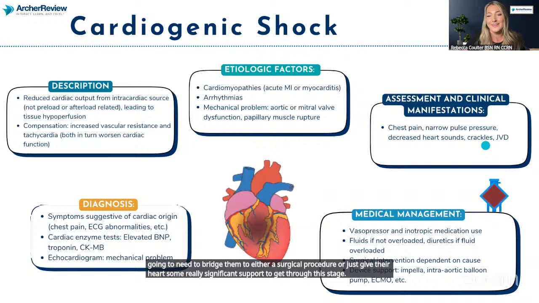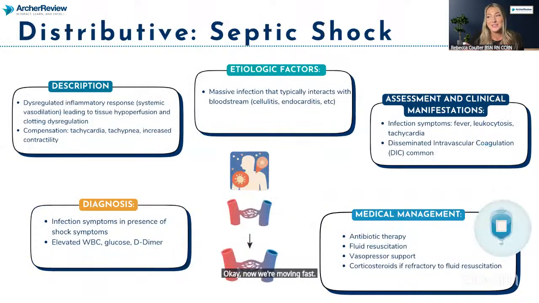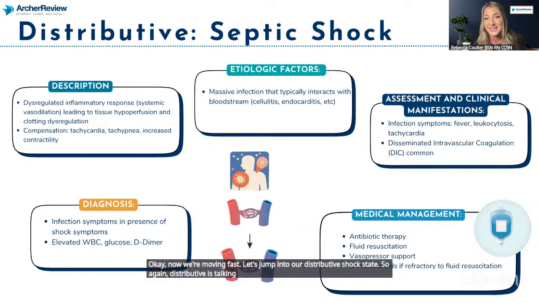Okay, I know we're moving fast. Let's jump into our distributive shock state. So again, distributive is talking about peripheral vasodilation. And with septic shock, it makes sense because what are our two main symptoms of inflammation? Who can tell me?